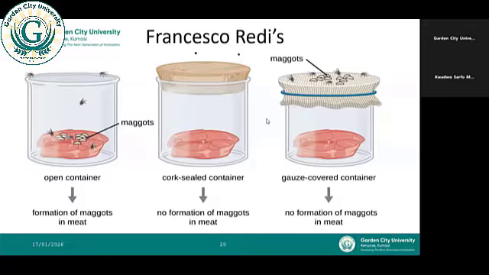Then another member said that fresh air is needed for the growth of microorganisms. So he put another meat in a flask, and this time covered it with gauze. Because the flies didn't have access to the meat, maggots could not form. So this disproved the spontaneous generation theory.